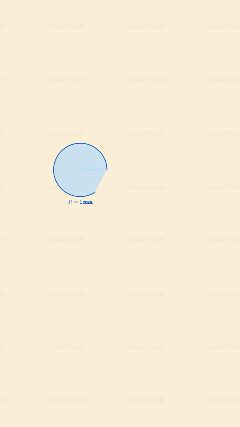A large liquid drop of diameter 2 mm, that is radius 1 mm, breaks into 512 smaller droplets. By volume conservation, since 512 equals 8 cubed, the radius of each small droplet is R divided by 8, which is 0.125 mm. The total surface area increases, increasing the surface energy.